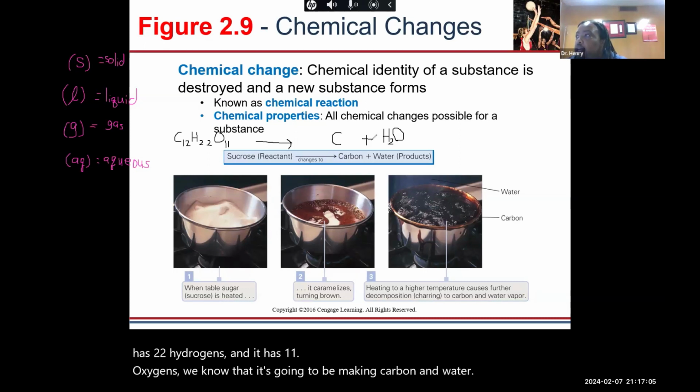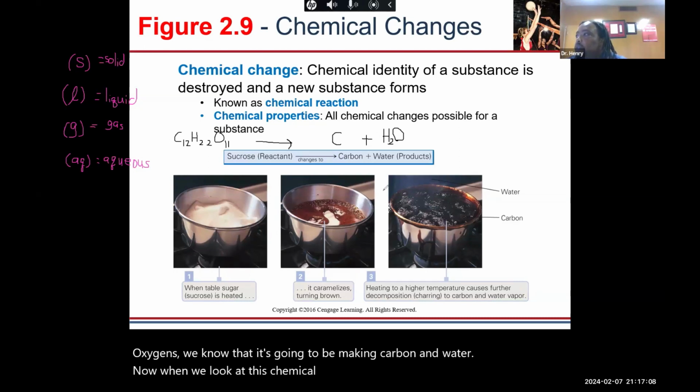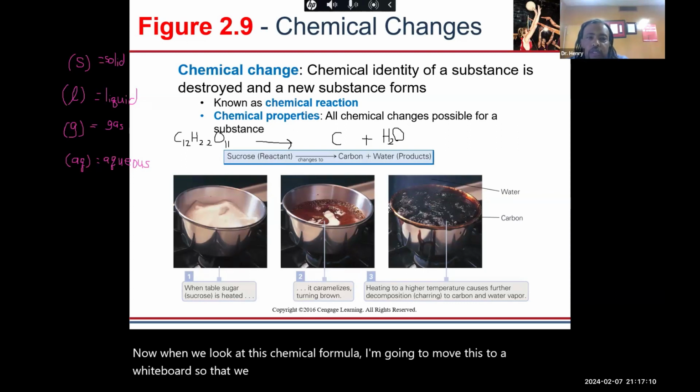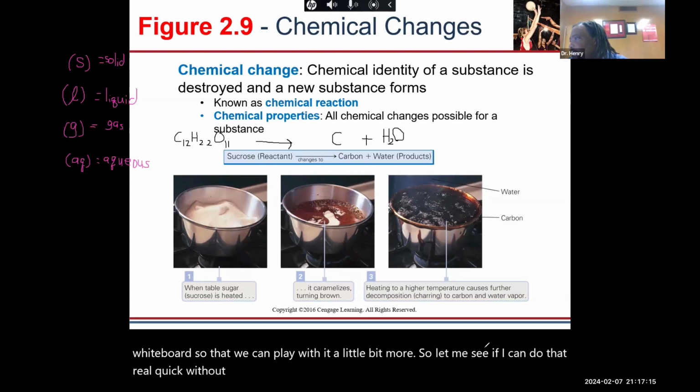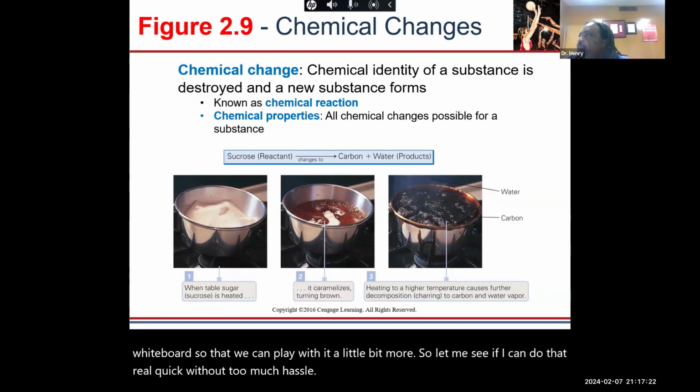Now, when we look at this chemical formula, I'm going to move this to a whiteboard so that we can play with it a little bit more. Okay, so we had C12, H22, and O11.